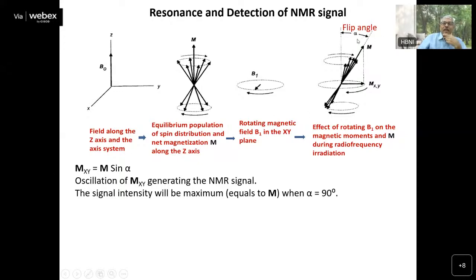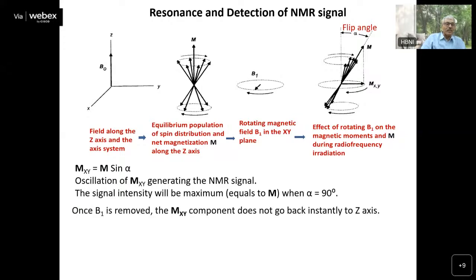And if the flip angle is alpha, the magnetization in the XY plane can be correlated: M XY is equal to M sine alpha, where M is your equilibrium magnetization. Now this M XY will oscillate in the XY plane, and it will generate the NMR signal. You can see from this equation that the signal intensity will be maximum when sine alpha is equal to 1, that is, when alpha is equal to 90 degrees.